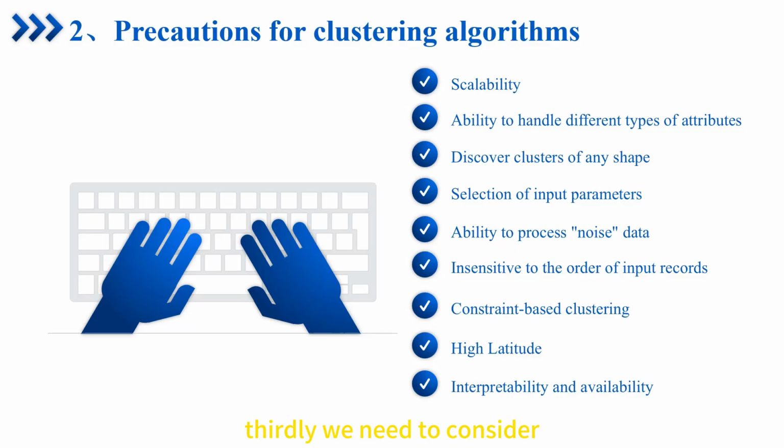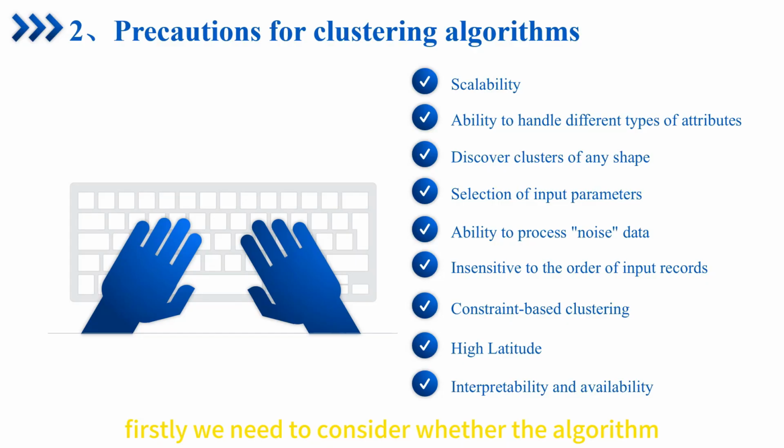Thirdly, we need to consider whether there are any requirements for the shape of clusters. Some algorithms can only obtain spherical clusters. If we need to explore clusters of arbitrary shapes, we need to choose other algorithms. Fourthly, clustering algorithm parameters are difficult to determine and require multiple explorations and some indicators to determine.